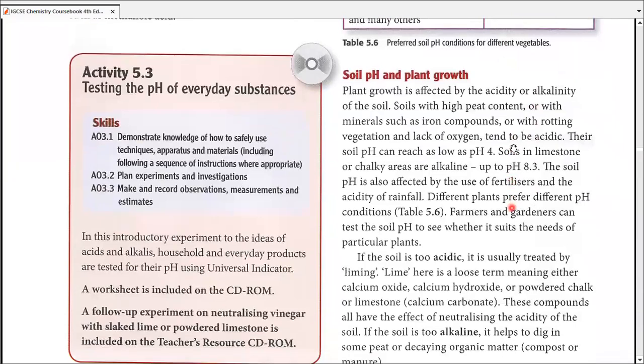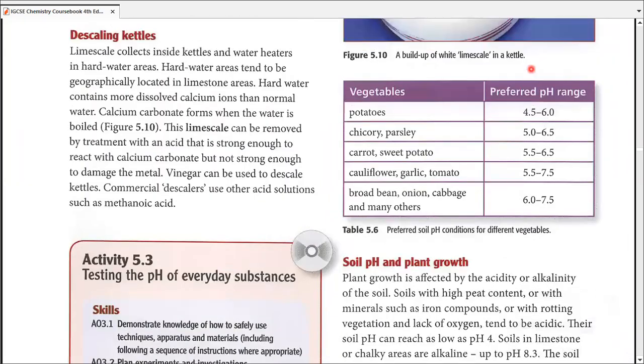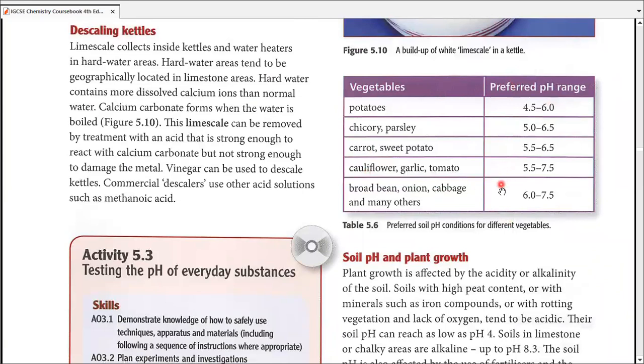Moving on, soil pH and plant growth. Before I start with this topic, let's take a look at this table, 5.6. You would see many different vegetables and their different preferred pH ranges. You would see some are going around the neutral pH 7. Some of them are slightly acidic. Take a look, it's acidic, this one's acidic, this one's acidic. This one's in between acidic to neutral or slightly alkaline.